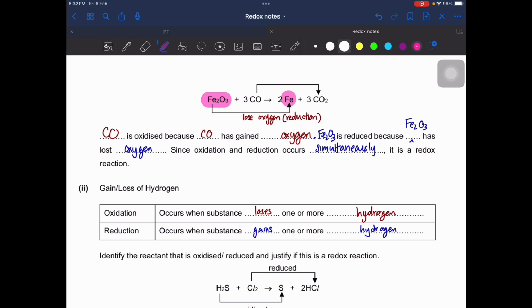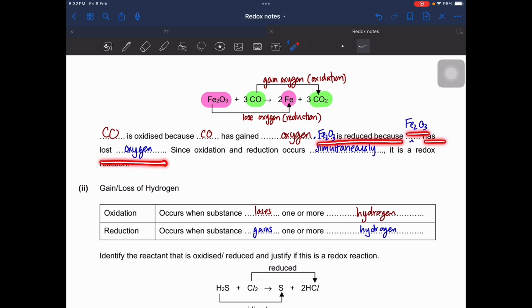Then we take a look at the other one, which is carbon monoxide, CO. As the reaction happens, you realize that it now becomes CO2. So it gains oxygen. And when it gains oxygen, we call this oxidation. So how do we phrase this? We'll say that carbon monoxide is oxidized because carbon monoxide has gained oxygen. Iron trioxide is reduced because iron trioxide has lost oxygen. And since we have both oxidation and reduction happening together, we call this a redox reaction.